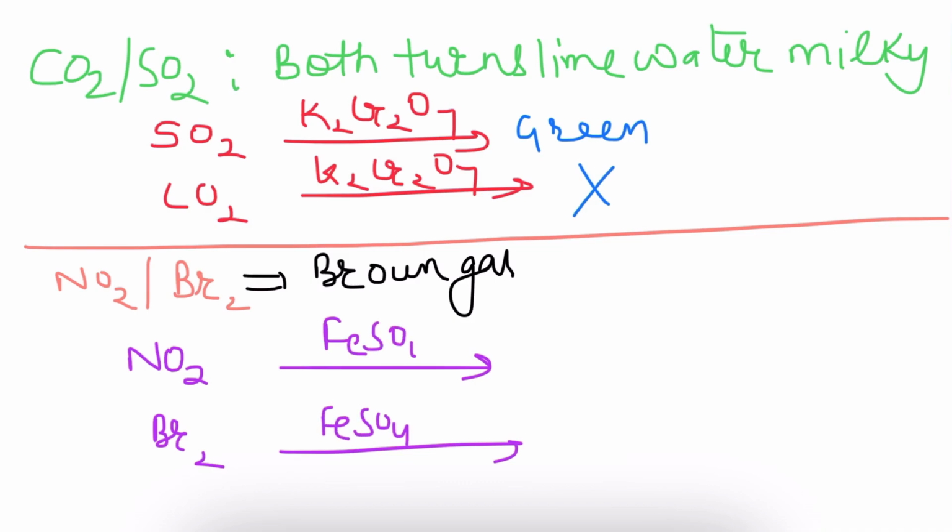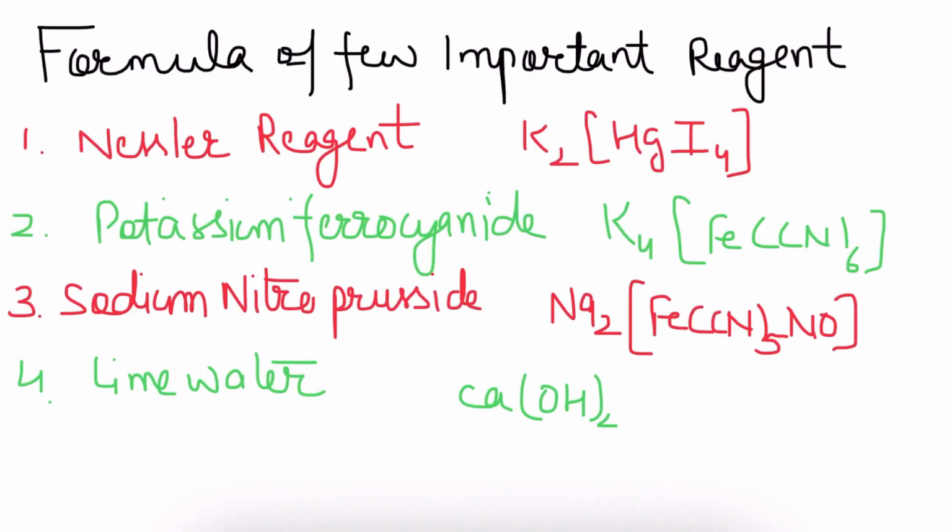If the ferrous sulfate paper, which is originally green in color, turns black, then the gas will be nitrogen dioxide. If there is no change in the color of the ferrous sulfate, then the gas is bromine gas.